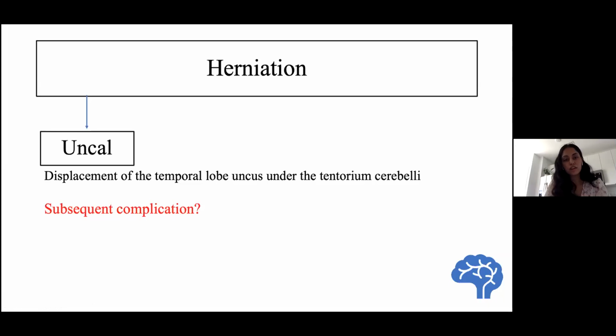Another type of herniation is uncal herniation. Now you have displacement of the temporal lobe, uncus, under the tentorium cerebelli. So what type of complications can you get here? Again, this is very anatomy heavy. You need to know what nerves and what vessels are traveling through here.